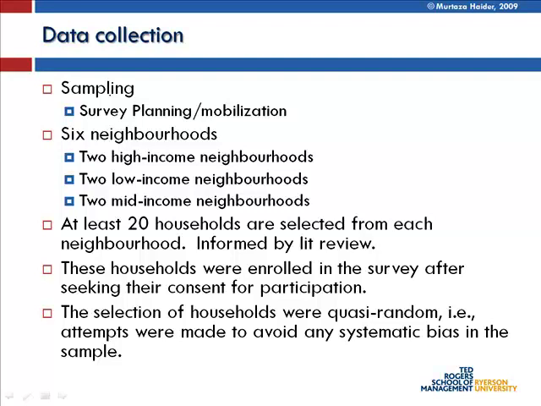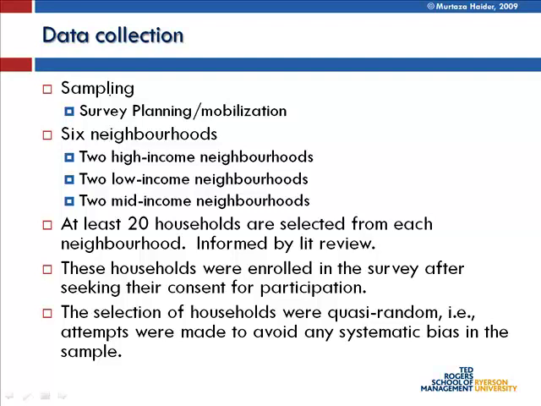Out of those six neighborhoods, it was the survey design, and through literature review, we found that it would be better if we have two neighborhoods from low-income areas, two from mid-income neighborhoods, and two from high-income neighborhoods, so that we are able to study waste generation rates in low, mid, and high-income neighborhoods.